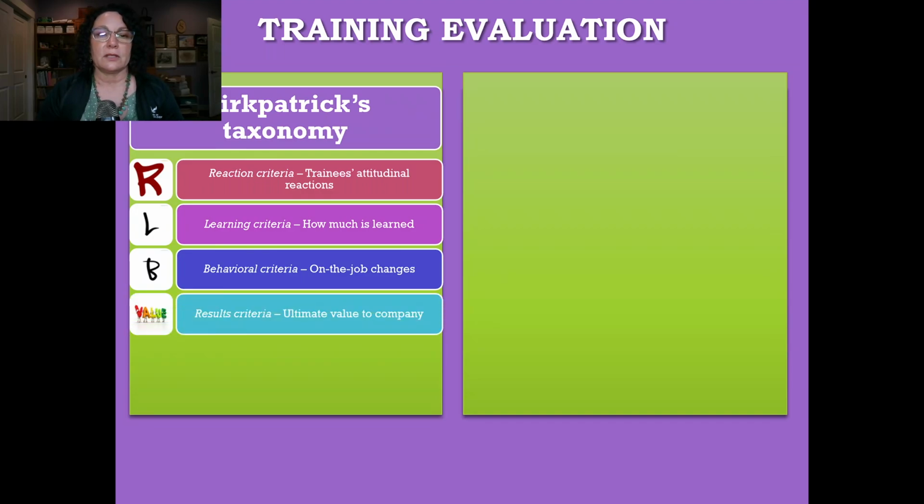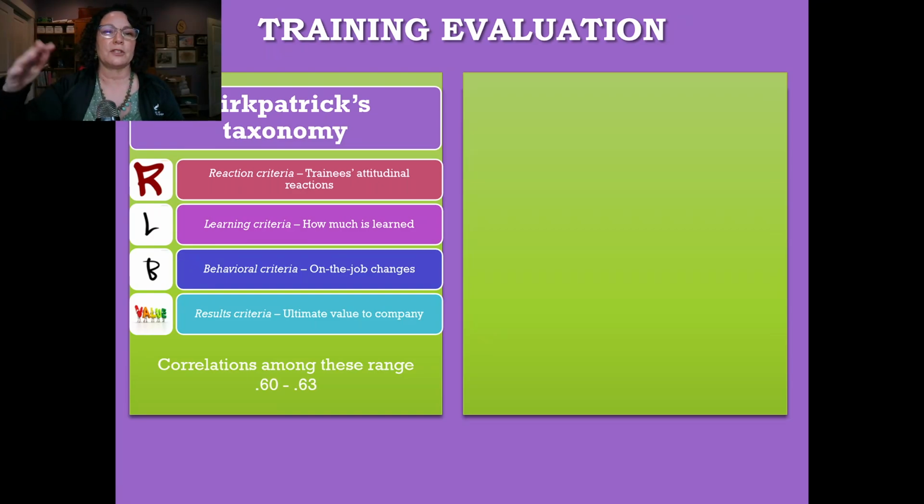And then we've got the results criteria, and I put it down as a value. So how much of a value is this to the company? Was it worthwhile? Was there enough behavioral change and attitude change? Did they learn enough to make it worthwhile to continue on with this training program?